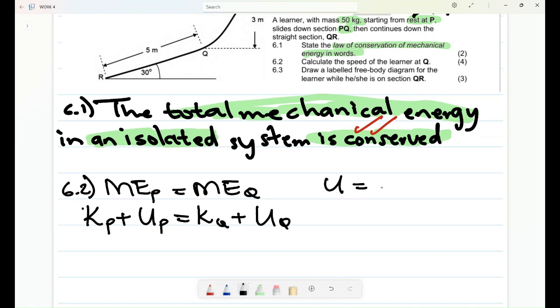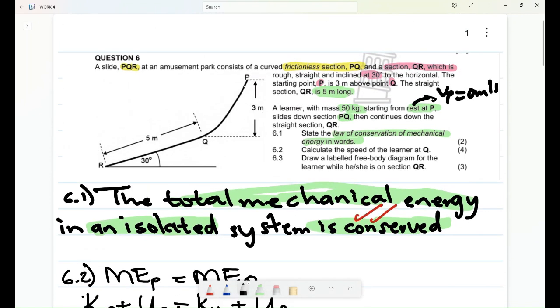Remember, U is the same as mgh, is the same as EP. So do not be confused why I'm using U. It is the same as EP. If you use EP, it's still fine. Now let's talk.